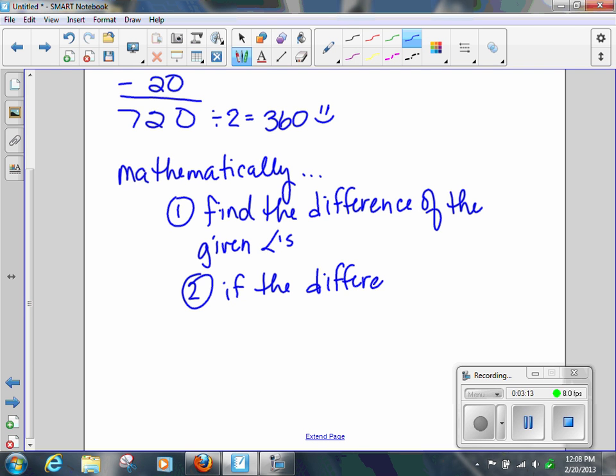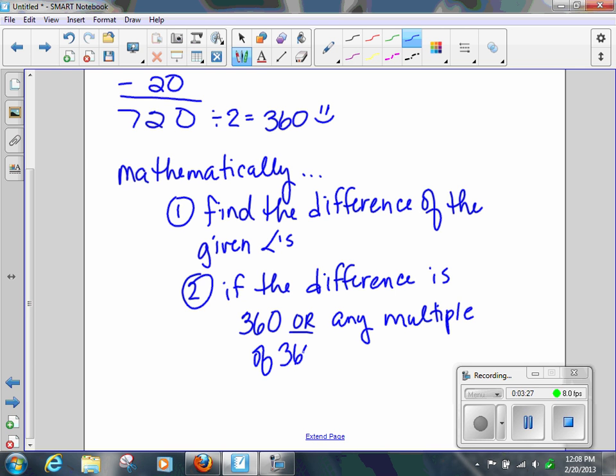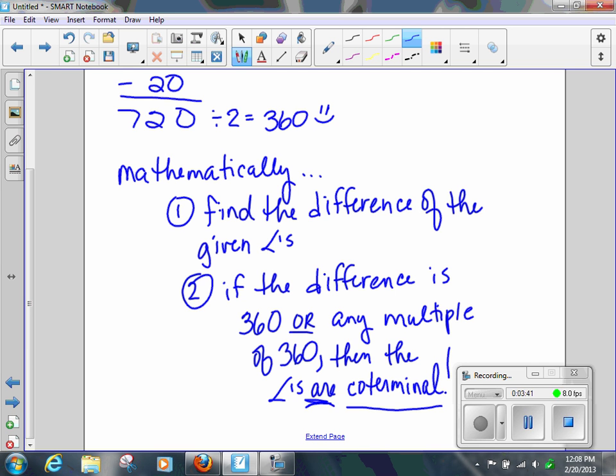If the difference is 360 or any multiple of 360, then the angles are coterminal. They are coterminal.